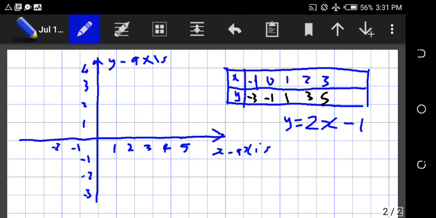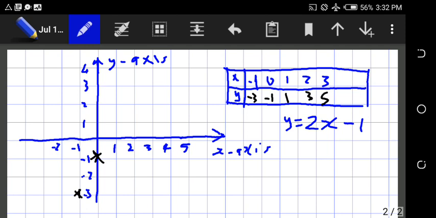When x is minus 1, that is at this point here, that's where x is minus 1. Y is minus 3 at this point. So we are going to plot where they intersect. That is somewhere here. The next one, when x is 0 at this point. When x is 0, y is minus 1 and y is minus 1 here. So that's where they intersect.